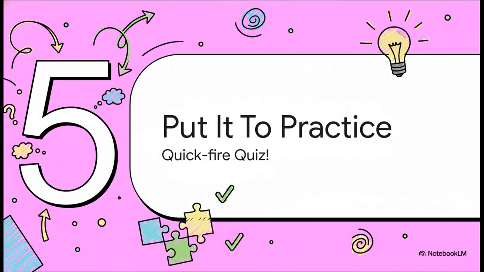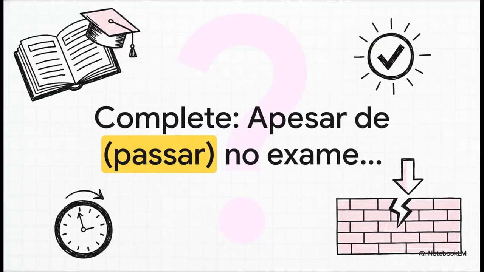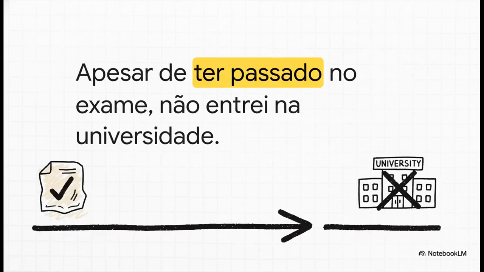All right, you've seen the theory. Now it's time to put it to the test and make sure this is actually sinking in. Let's do a few quick practice rounds and we'll focus on that tricky compound form. You ready? Okay, first one up. Although I passed the exam, I didn't get into university. So just think about the timeline. Which action happened first? Passing the exam or not getting in? Take a second. And the answer is ter passado.